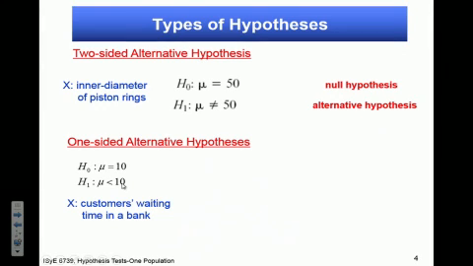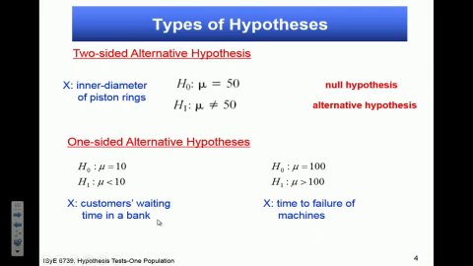Sometimes we want to check only the upper limit. For example, mu is less than 10, like customers' waiting time in a bank. We care about the upper limit, not the lower limit. Another example is for the lower side, not the upper side: time to failure of machines. The higher, the better. Okay? So, you have a question?